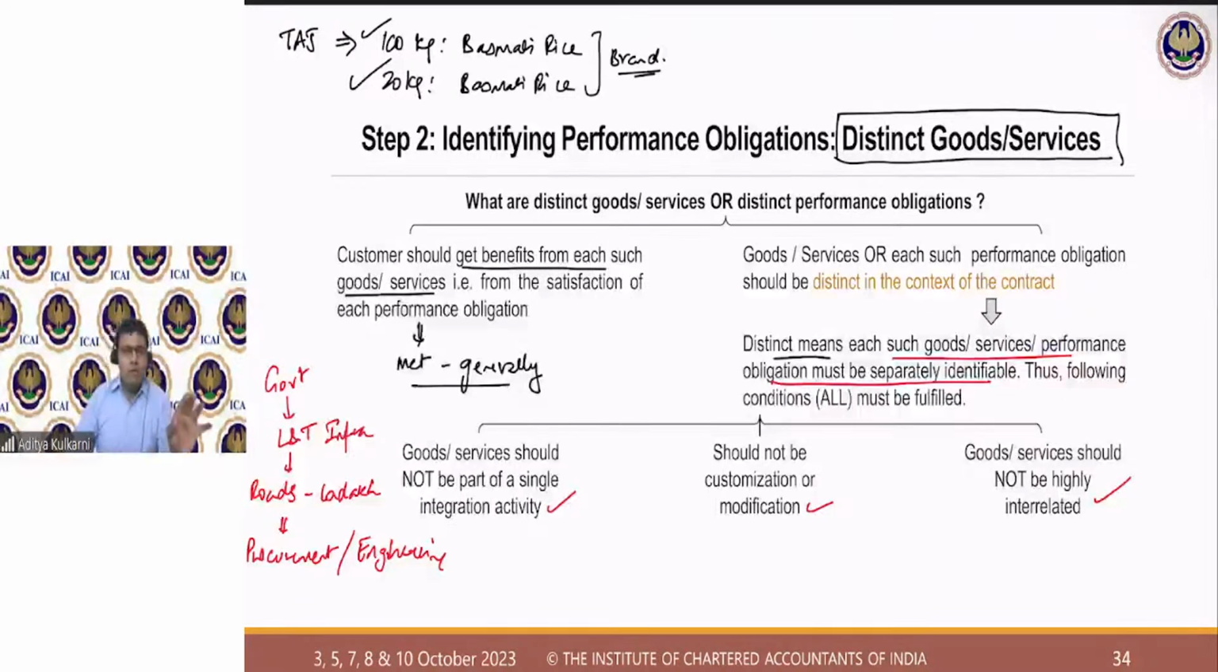Now, procurement gave us the goods. Engineering gave us the ideas. Now, somebody has to use the goods and the ideas from the engineering team to construct the road. Brother, it won't happen with just ideas and goods. Somebody has to come on the ground and do the construction activity. So the next step is construction.